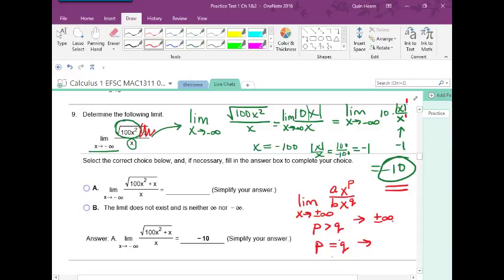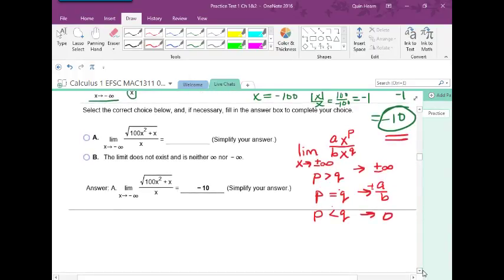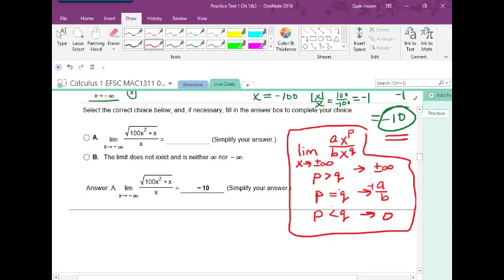Then the number that you would get is going to turn out to be a over b, plus or minus, depending on signs like we had up here. And then if p happens to be less than q, then you're just going to get 0, because the denominator gets big much faster than the numerator. Okay, so limits to infinity, you need to be comfortable with these different scenarios.